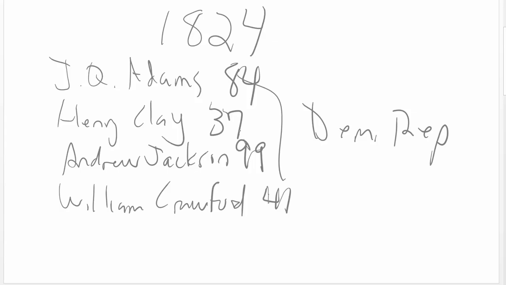So who do I have to cross out? Henry Clay. It's all right. Well, it's not all right, but Henry Clay gets crossed out. Why'd you cross him out? Because he came in fourth. So the top three candidates get the president. The House of Representatives. So, yes, Matt.